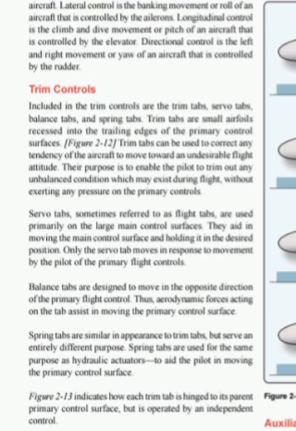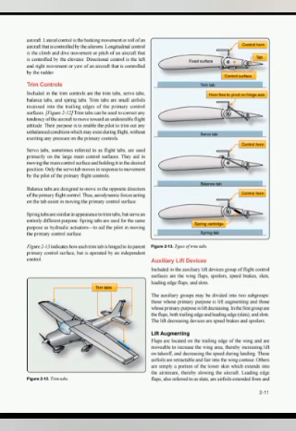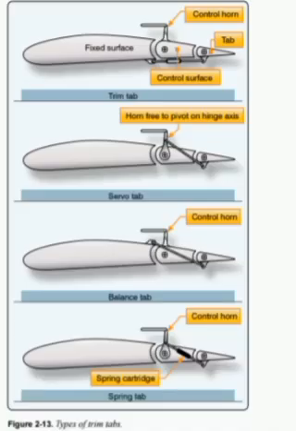Spring tabs are similar in appearance to trim tabs, but serve an entirely different purpose. Spring tabs are used for the same purpose as hydraulic actuators, to aid the pilot in moving the primary control surface. Figure 213 indicates how each trim tab is hinged to its parent primary control surface, but is operated by an independent control.